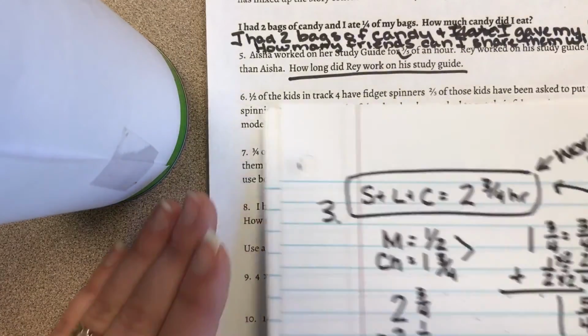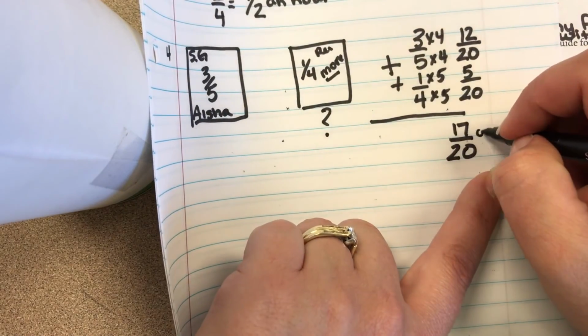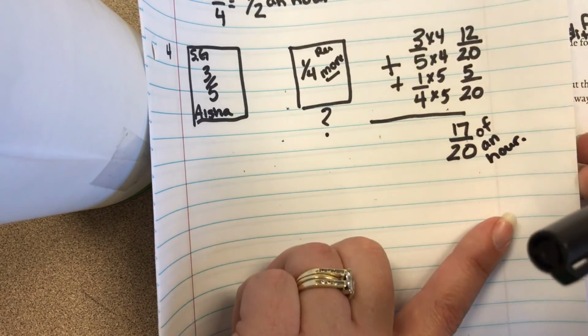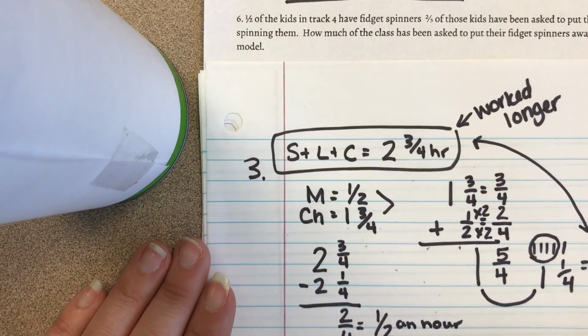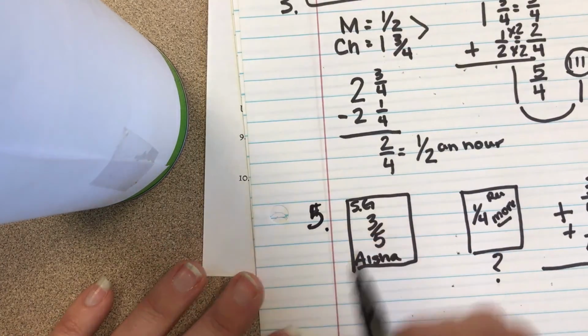Let's go back to the question. How long did Ray work? 17/20 of an hour. Okay, so I'm going to talk about this one. Number, oh, that was number 5.